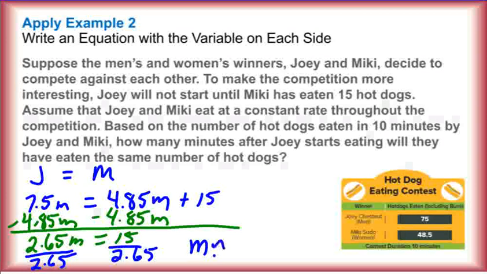And you're going to get a decimal. The decimal is going to be 5.660377358. So we're going to estimate this. We're going to say roughly 5.66 minutes. So I just went to the nearest hundredth. So after about 5.66 minutes after Joey starts, will they have the same amount of hot dogs eaten?